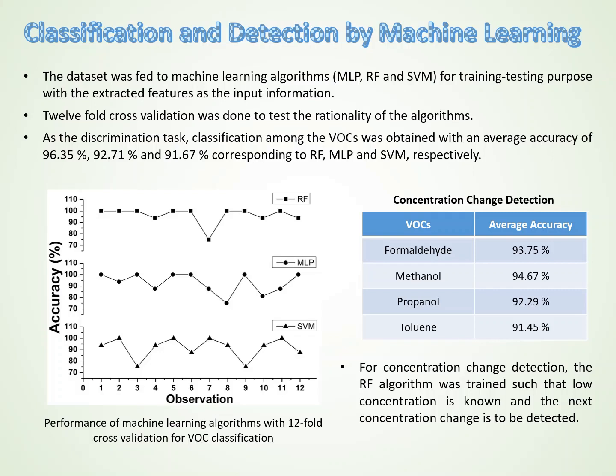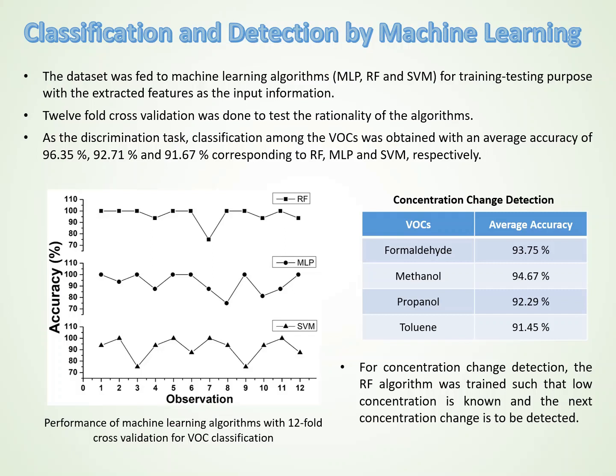Next, since RF was showing the best accuracies, we have taken the RF algorithm further, which was trained in such a way that the low concentration is known to the algorithm and the next concentration change is to be detected. Again, we have used the same features obtained from the DWT, and we have achieved average accuracy for different VOCs as mentioned here.